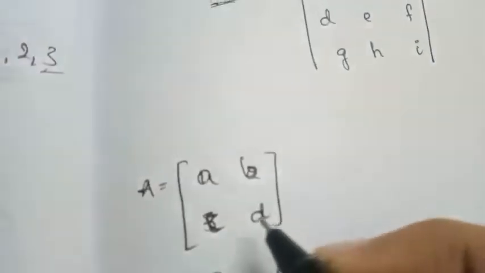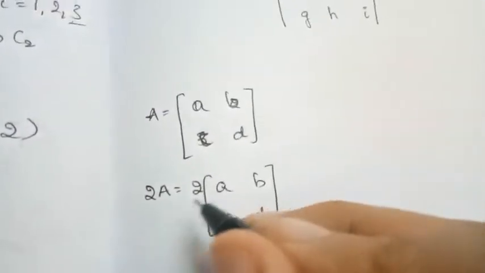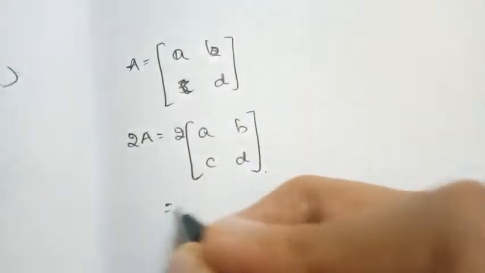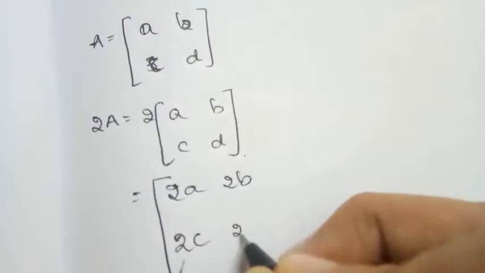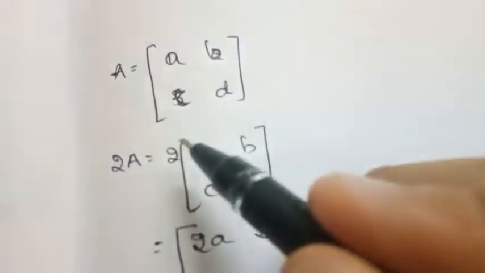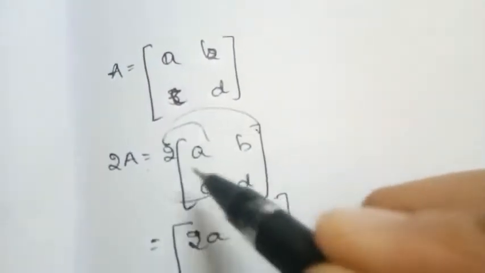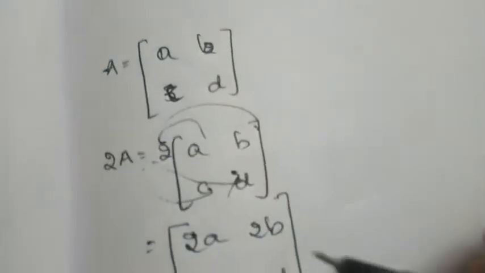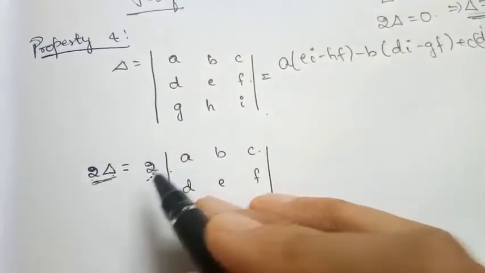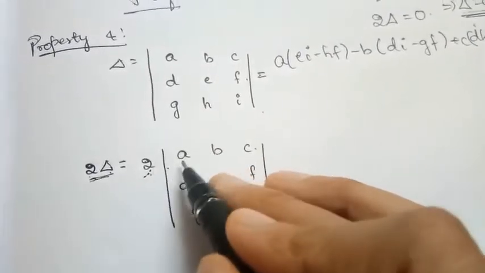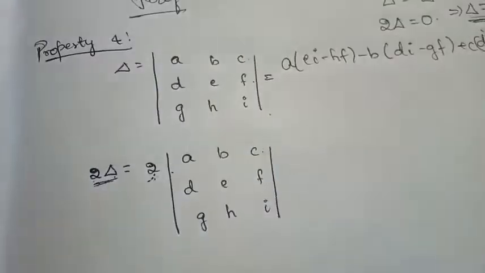Don't get confused between the determinant and the matrix concept. In a matrix, if A is equal to A, B, C, D and I multiply a scalar k to the matrix A, then the matrix becomes kA, kB, kC, kD. So if I multiply any scalar, it is multiplied to each and every element of the matrix. But when it comes to determinants, if I multiply any scalar, it is multiplied to any one row or any one column.